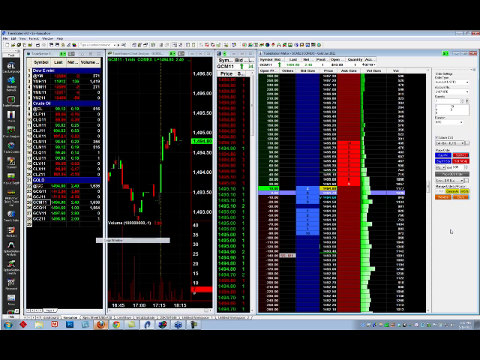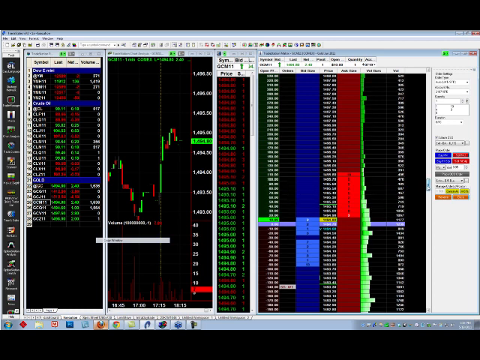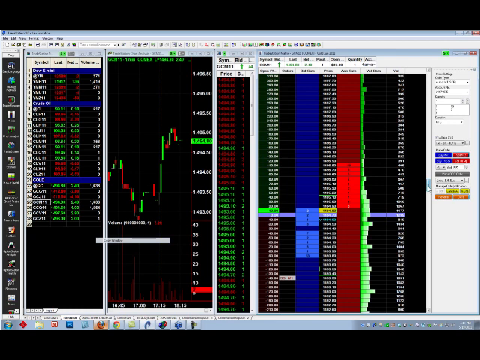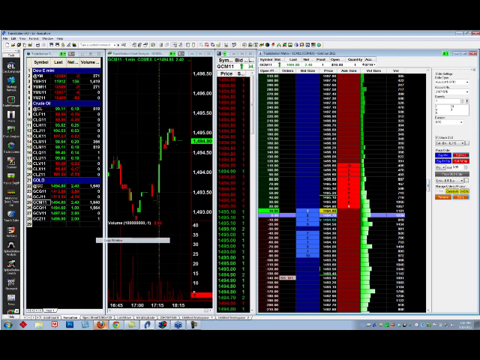How many cars would you trade for every 10,000? I would trade 1 car per 10,000 or 15,000. 1 car per 10 or 15,000 is a good rule of thumb.